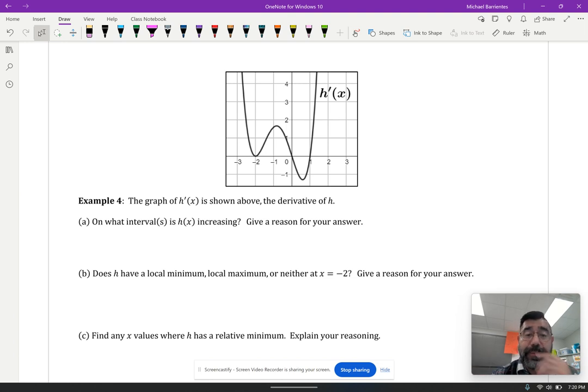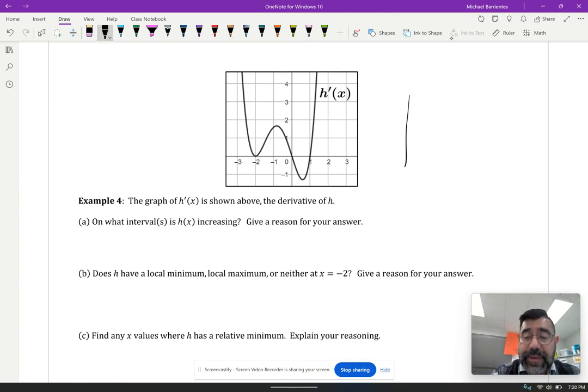Now we have a graph, but be very careful. What is this the graph of, and what are the questions about? So this is the graph of h prime. This is the derivative graph. On what intervals is h increasing? So the graph is about h prime, but the question is about h. So be aware of that.